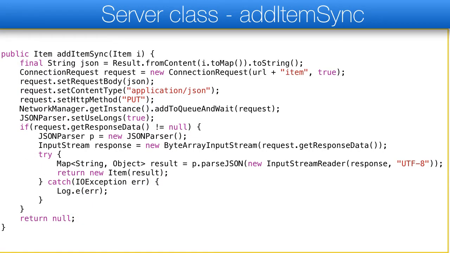To actually send an item or get an item, in this case send an item, I've added a server class, and in that server class I have variables for the URL and the owner, and within that server class I have several methods to send and respond and get items. So the first method to send an item, to put it, is addItemSync, and notice the sync in the end because it's a synchronous method.